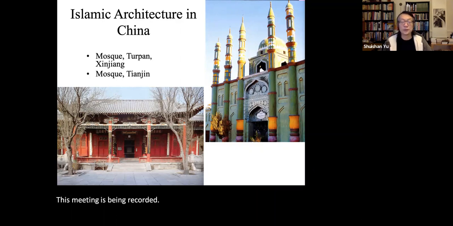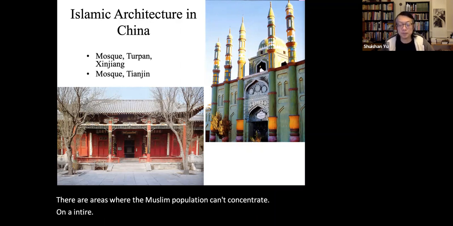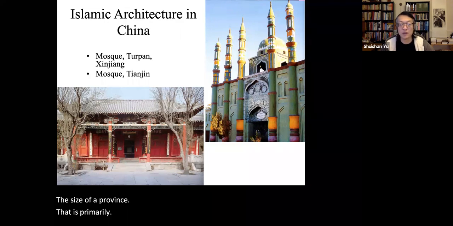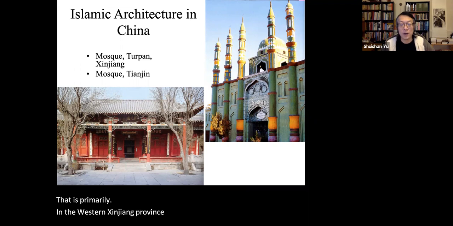So in China, there are areas where the Muslim population concentrates across an entire area, the size of a province, primarily in the western Xinjiang province, where the Muslim ethnic populations concentrate and include the Uyghur, and also some other ethnic groups.